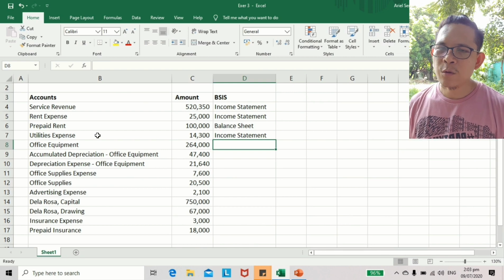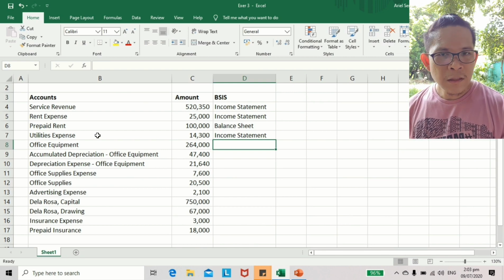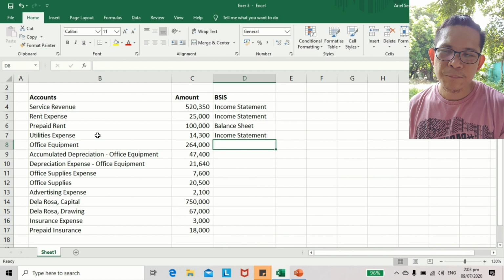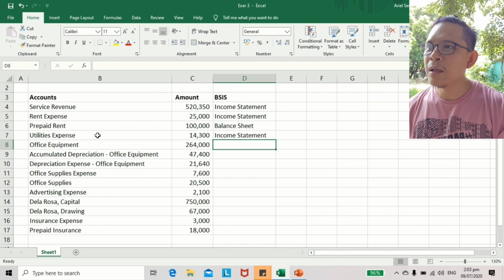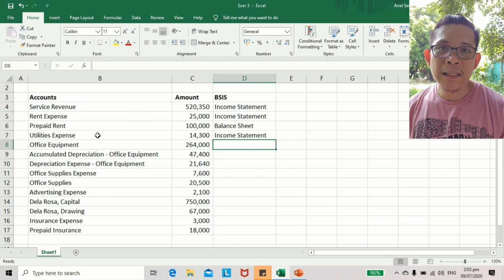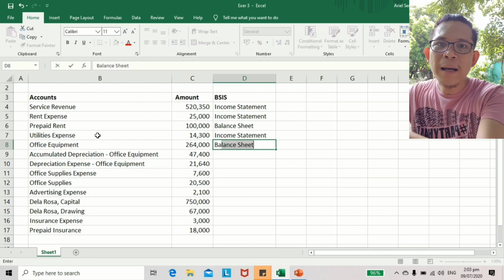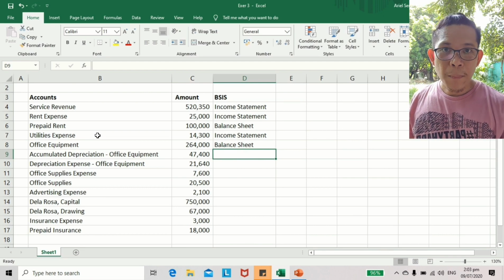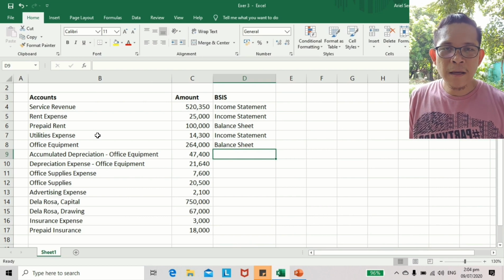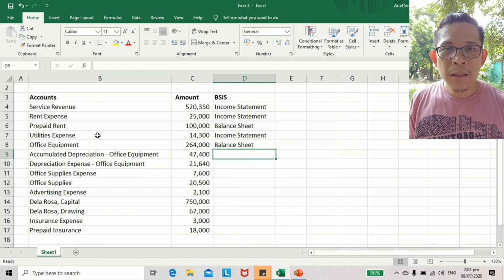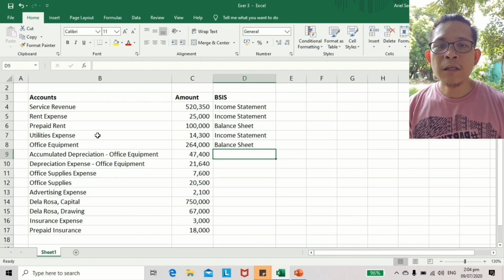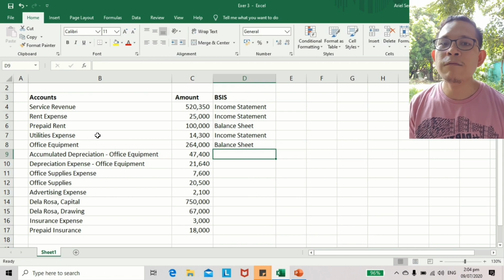Office equipment. Ano yung office equipment? The office equipment is what? Is it a balance sheet account or an income statement? By now, you should not be confused because office equipment is an asset account. Ilagay natin dito, balance sheet account. And kung ipa-particular lang natin ito, office equipment is a non-current asset. Remember, when we classify the assets and liabilities into current and non-current categories, we identified etong mga office equipment as non-current classification of assets.